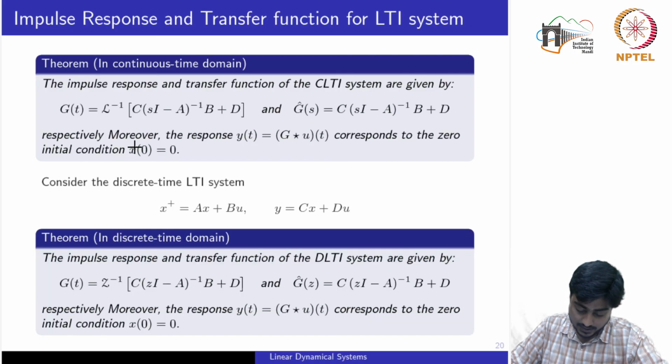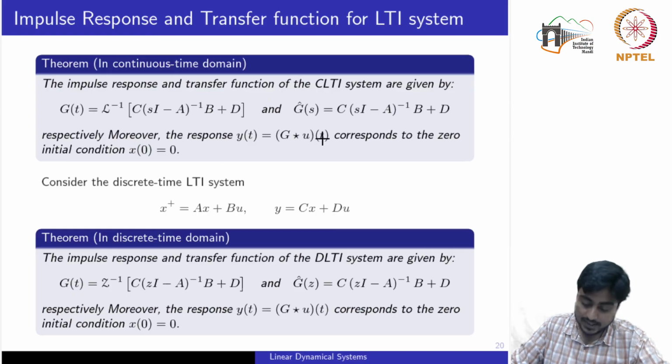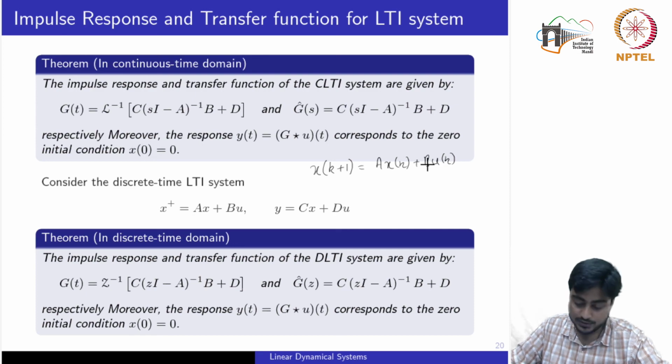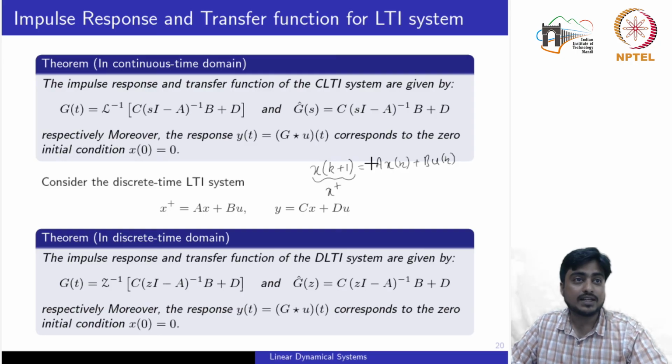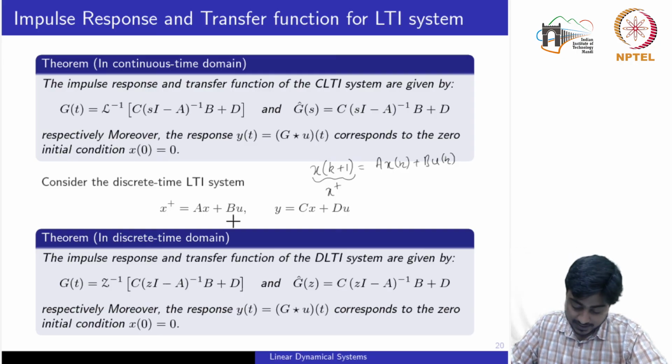Now consider the discrete time LTI system, which we denote by x plus. By this x plus, we mean that x of k plus 1 is equal to A x k plus B u k. So here we are using the shorthand notation that x of k plus 1 is denoted by x plus. The important difference between the state space representation of the continuous time system and the discrete time system is that now both the state equation and the output equation have become algebraic equations.